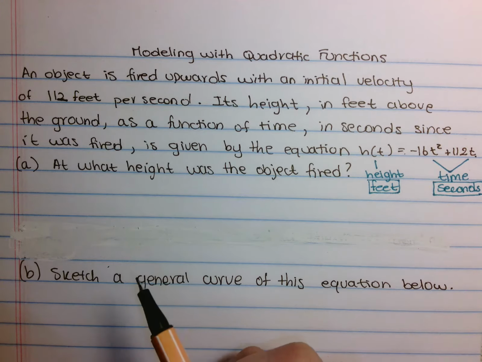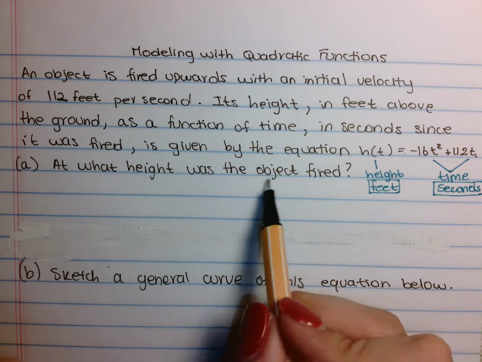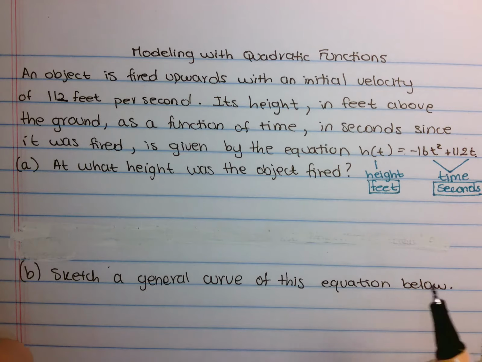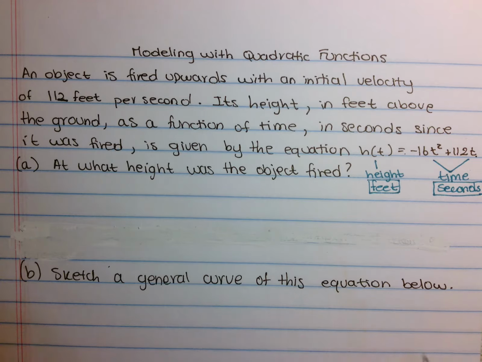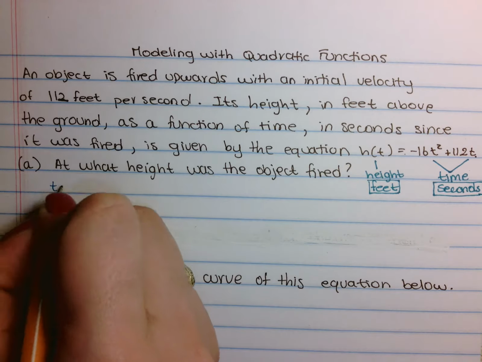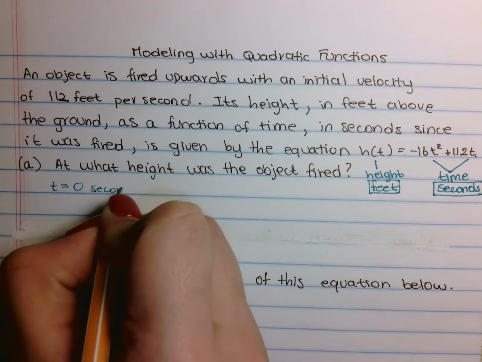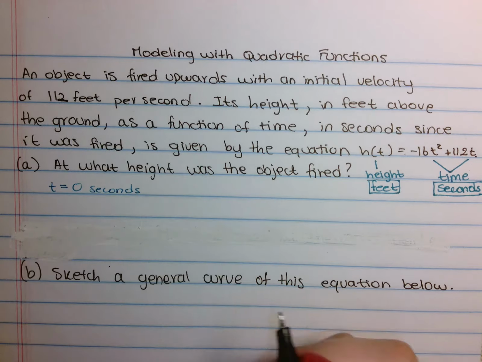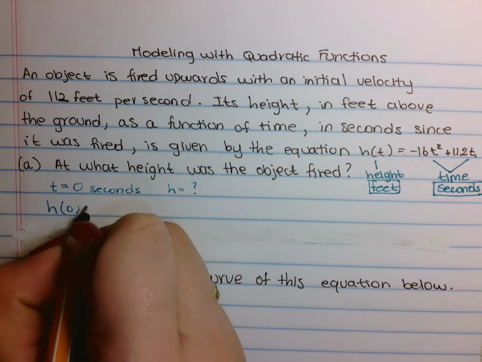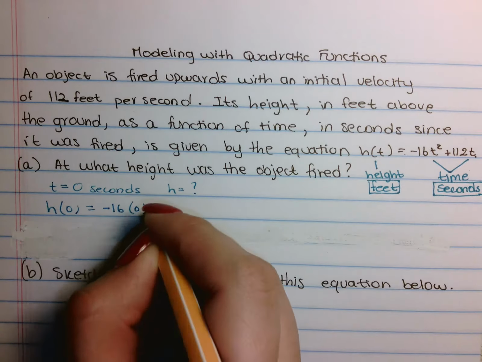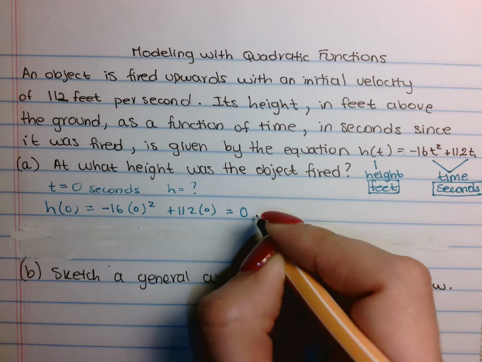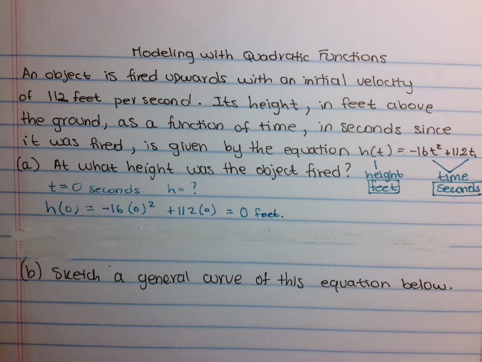So the first question: at what height was the object fired? Well, this happened at the beginning of time, so technically no time passed when it got fired. 0 seconds passed, because it just started, boom, and then they fired it upwards. So I want to know my height when my time was 0 seconds. I'm going to use my equation. I'm looking for h of 0. Negative 16 times 0 squared plus 112 times 0. Everything is multiplied by 0, so it's going to be 0 feet. We start right from the ground.